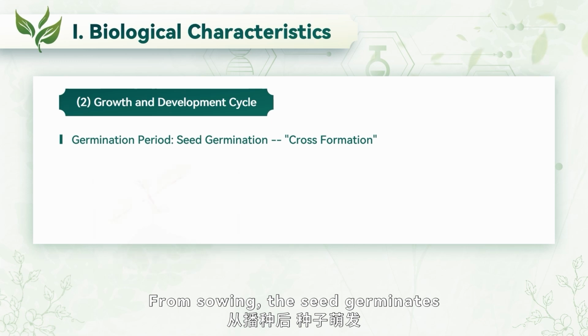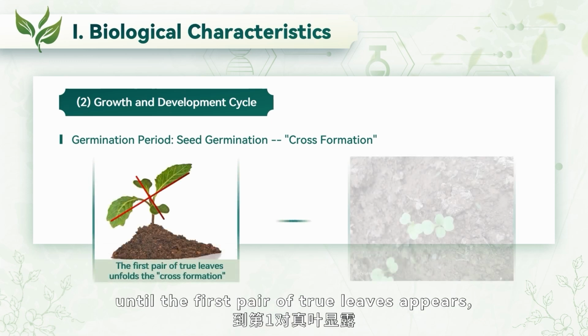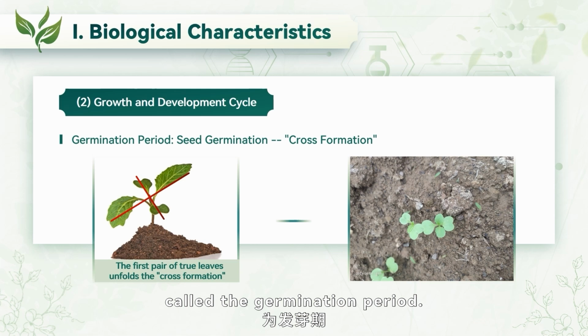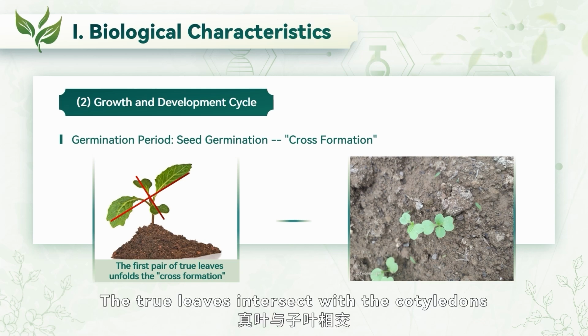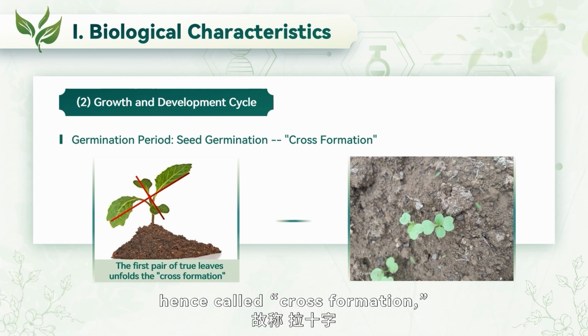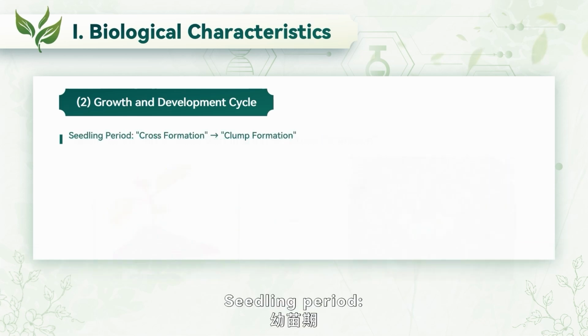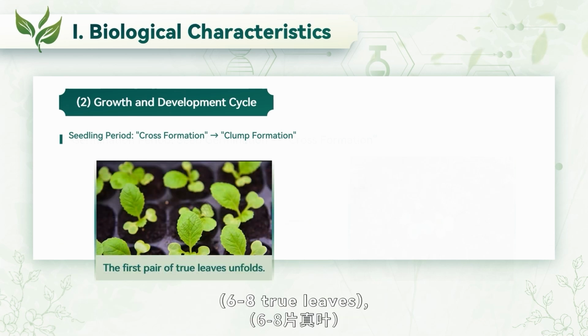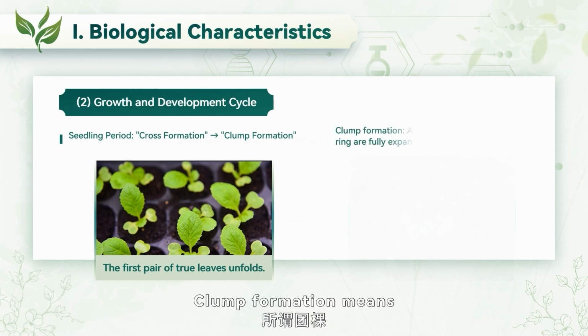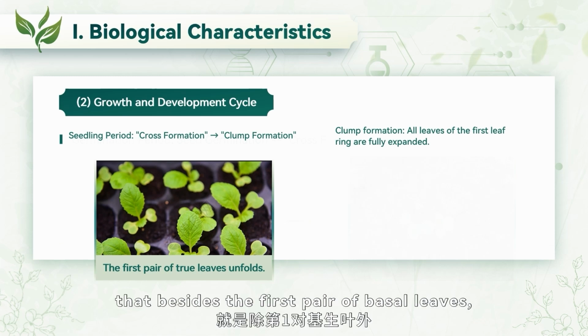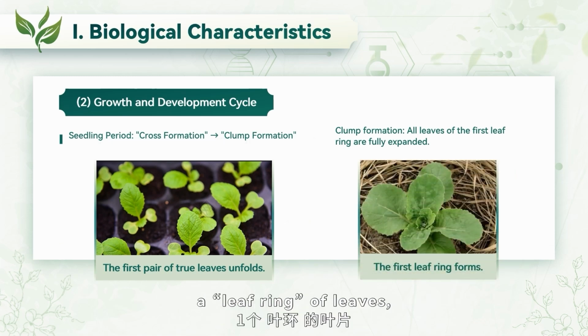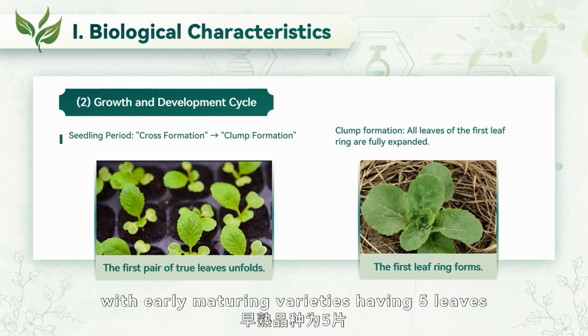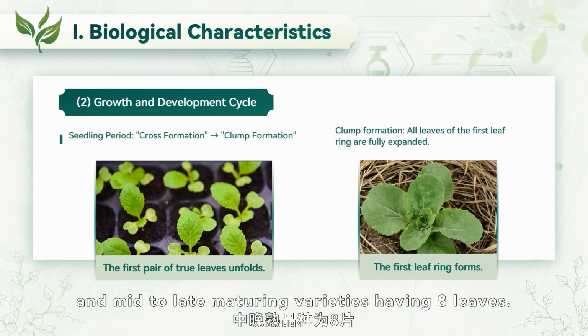Germination period. From sowing, the seed germinates until the first pair of true leaves appears, called the germination period. The true leaves intersect with the cotyledons in a cruciform shape, hence called cross formation, taking 7 to 8 days. Seedling period. From the appearance of the first pair of true leaves to the seedling having grown the first leaf ring, 6 to 8 true leaves, that is, from cross formation to clump formation. Clump formation means that besides the first pair of basal leaves, the seedling has also formed a leaf ring of leaves, with early maturing varieties having 5 leaves and mid to late maturing varieties having 8 leaves.